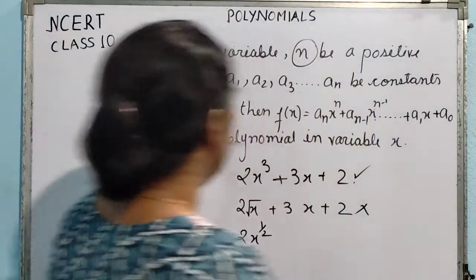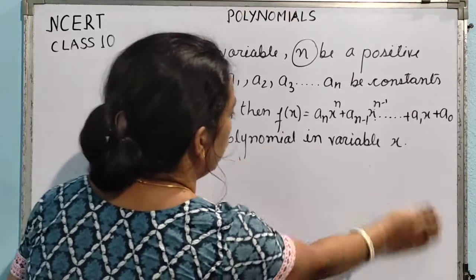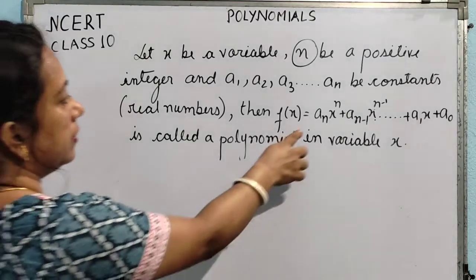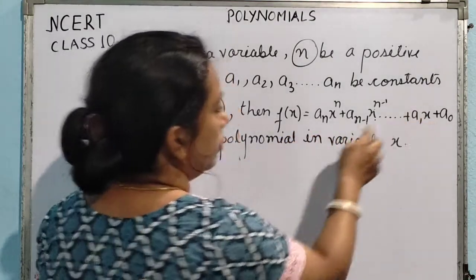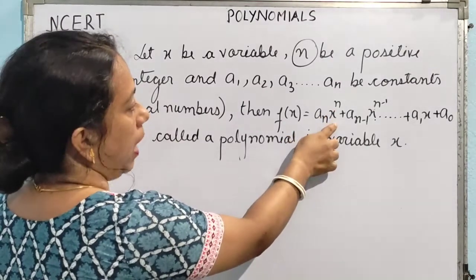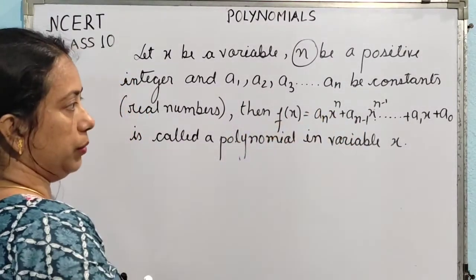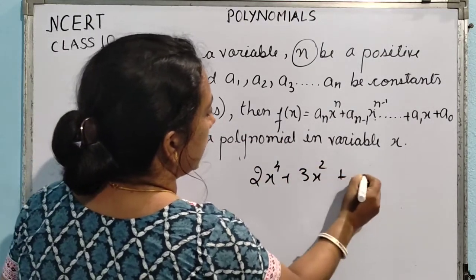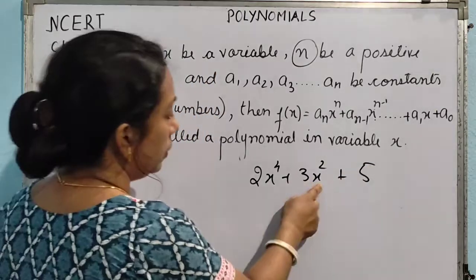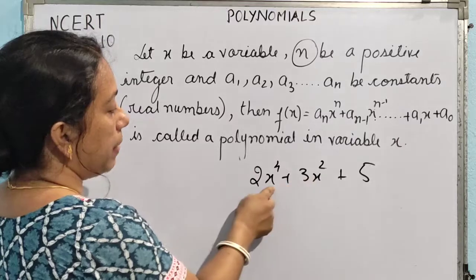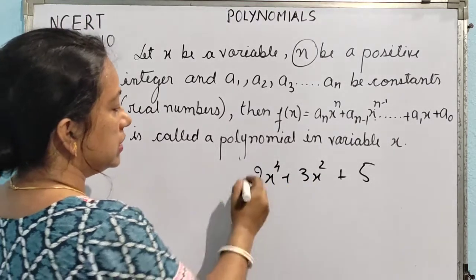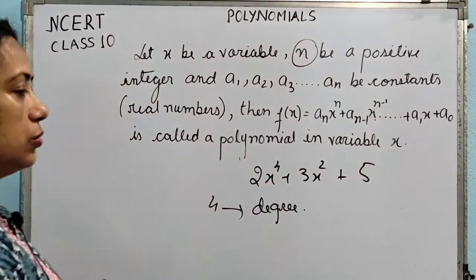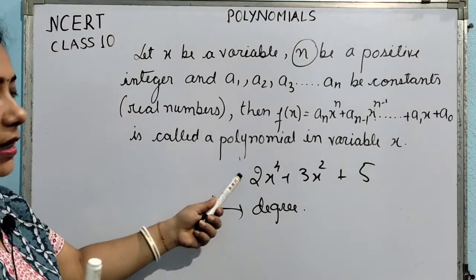So we have discussed what a polynomial is. Now what about the degree of the polynomial? Suppose this is a polynomial, the general form of a polynomial. Here the highest power of the variable will be the degree of the entire polynomial. In this case, suppose 2x to the power of 4 plus 3x square plus 5. Here your variable is x, so the highest power of x is how much? 4. So this 4 is going to be the degree of the polynomial. So you know what the degree of a polynomial is.